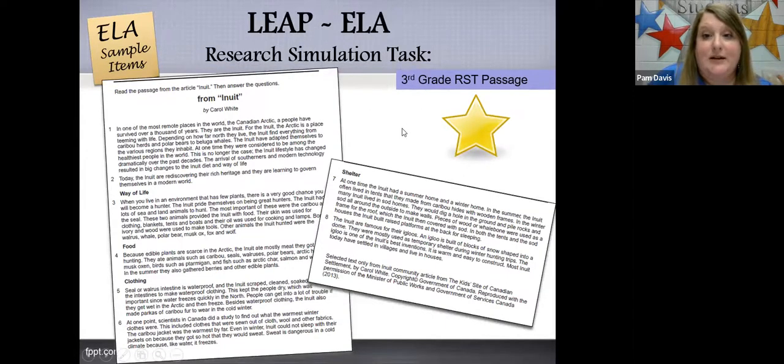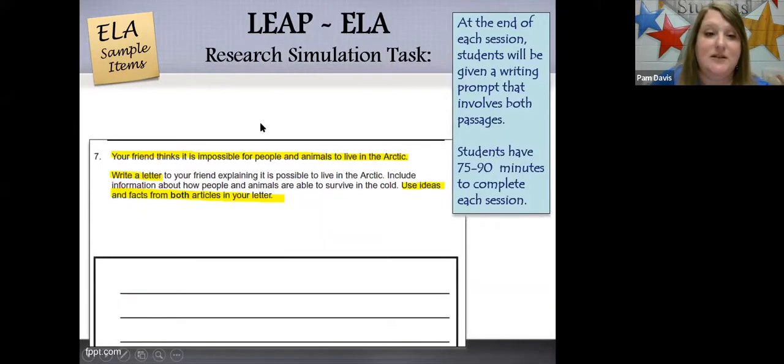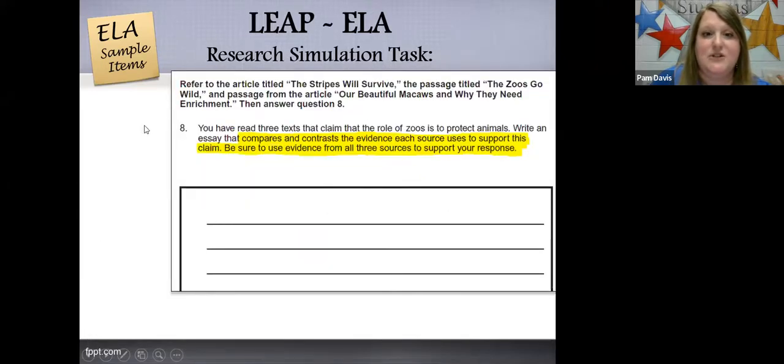This is another 3rd grade research simulation task. Here's an example of multiple select where 2 is boldface because they need to select 2 choices. And then this is an example of the writing prompt. That's at the end of the passage. Students will have 75 to 90 minutes to complete each session. And this is just another example, comparing and contrasting evidences in each source. And your students have been practicing this in class all year.